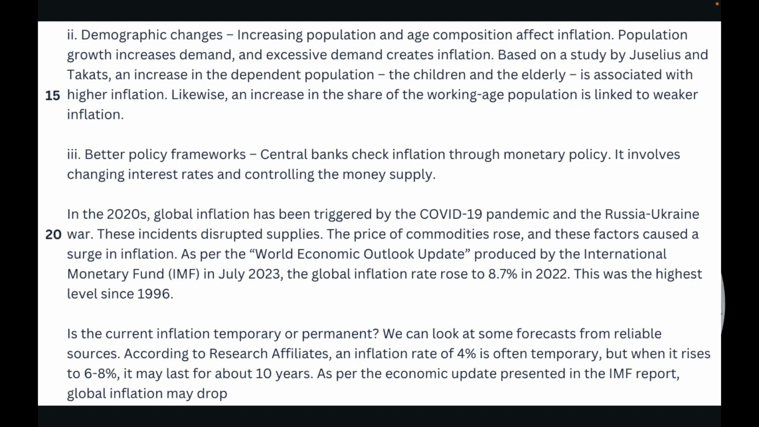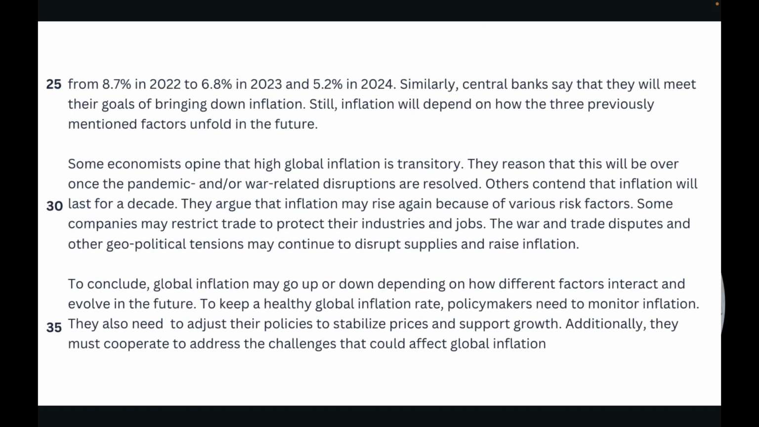Is the current inflation temporary or permanent? We can look at some forecasts from reliable sources. According to Research Affiliates, an inflation rate of 4% is often temporary, but when it rises to 6 to 8%, it may last about 10 years. As per the economic update presented in the IMF report, global inflation may drop from 8.7% in 2022 to 6.8% in 2023, 5.2% in 2024. Similarly, central banks say that they will meet their goals of bringing down inflation. Still, inflation will depend on how the three previously mentioned factors unfold in the future.